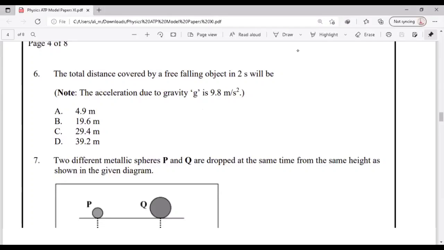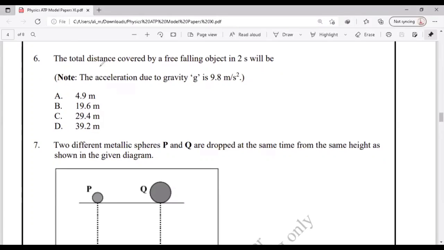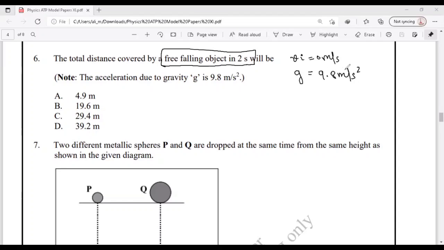So let's come to question number 6. The total distance covered by a free falling object in 2 seconds. So the object is falling. This means its initial velocity is 0 meters per second. Then the value of gravitational acceleration in downward motion is 9.8 meters per second square. And we have time, that is 2 seconds. And we have to find the distance covered in this time.